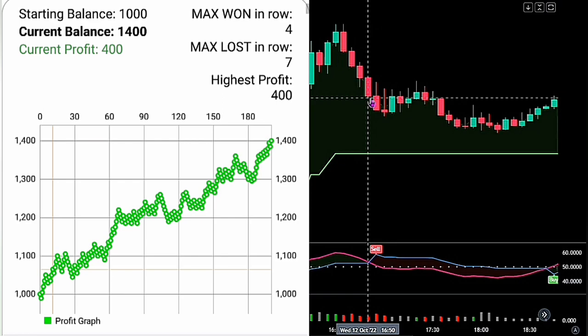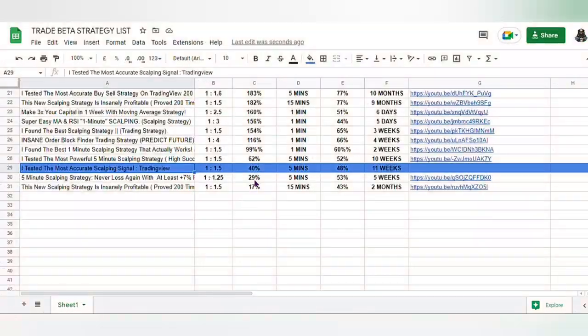Okay guys, let's now compare the strategy to some other strategies I've already tested on this channel. In terms of return on investment, this strategy is not the most accurate one. 40% return on investment is not bad for a short-term trade, as it still made some profit from the market. If we take a look at the win rate, which is probably one of the most important metrics, we can see that the strategy is actually on the benchmark for a 1.5 RR ratio.